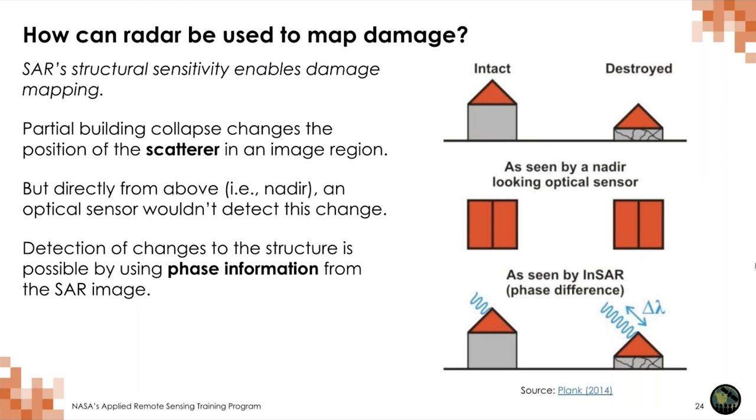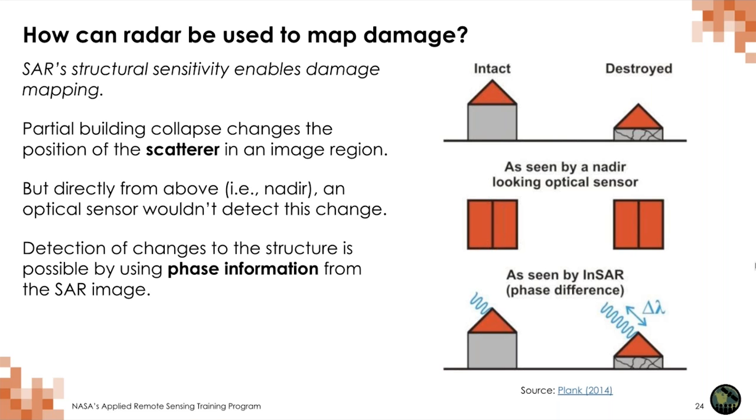So how can radar satellites be used to map this type of damage? And it has to do with SAR's sensitivity to the arrangement of structures in an imaging region. So in the panel on the right, there are two columns, one with an intact and one with a destroyed, you know, cartoon of a structure. The partial collapse of a building will change the orientation of the scatterer within a region. We call things scatterers in an image region, but in this case, this is a building. When the building is destroyed, its orientation is different than when it was intact.